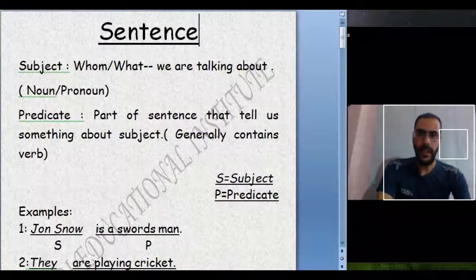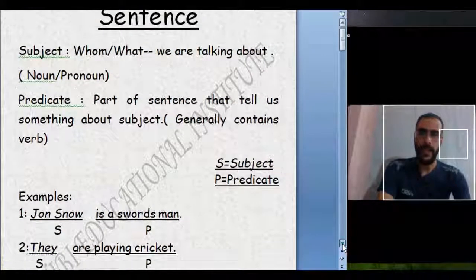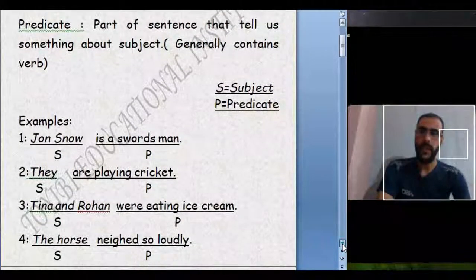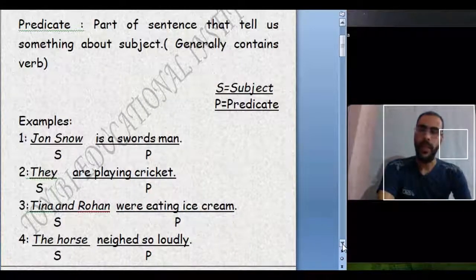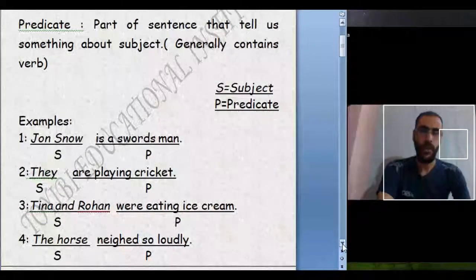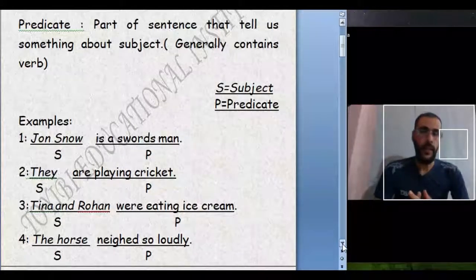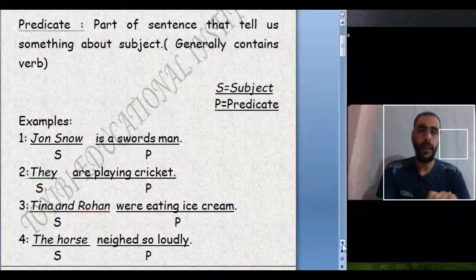So you will get a clear understanding by looking at these examples. If you look at these four examples, example number one, Jon Snow is a swordsman. Jon Snow एक swordsman है. Jon Snow is a noun. तो उसके मुतालिक जो हमारे पास information है, he is a swordsman, वो तलवारबाज है.